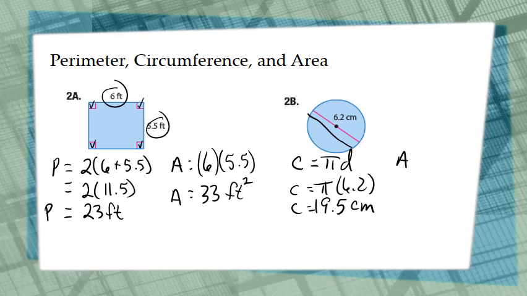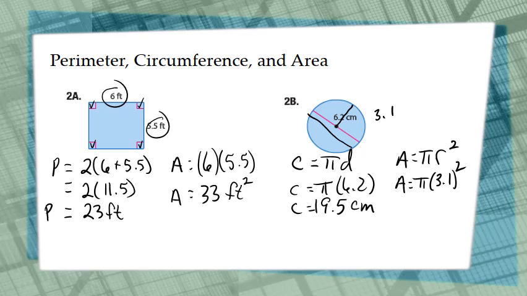Well, the area is pi r squared. So I'm going to have to do a little bit of something different here. I'm going to need to find the radius. r is the radius. Well, that's half the diameter. So half of 6.2 would be 3.1. And so the area of this circle is going to be pi times 3.1 centimeters squared.